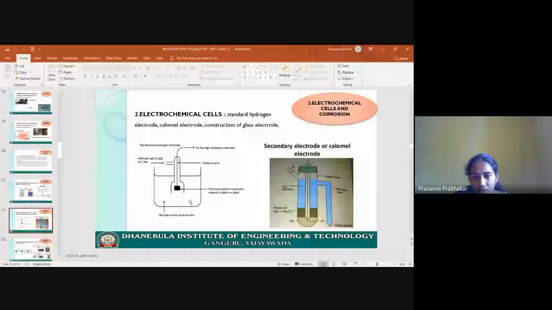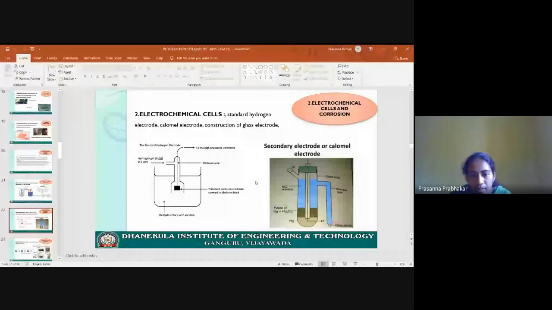limitations applicable for the standard hydrogen electrode as well as the calomel electrode, how to construct, what are the solutions taken, what is the importance of this calomel electrode, the total information we will discuss. These are simply the types of electrodes. These electrodes are useful to calculate the electrode potentials of unknown solutions.